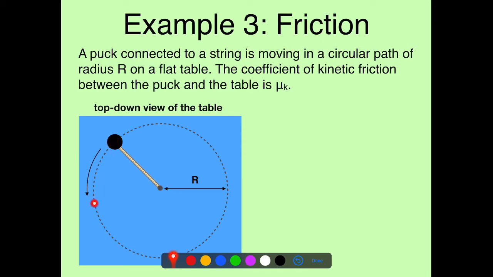And the puck is moving in a circle. The radius of that circle is r, and it's moving on a flat table. So we're looking in this picture at a top-down view of the table, and we're seeing the puck move in this circular path. Okay? But we're imagining that there is friction between the puck and the table, and the coefficient of kinetic friction is going to be mu k. So again, the goal here is to find some kind of expression or formula for the work that's done by friction over this entire path. So let's work it out.